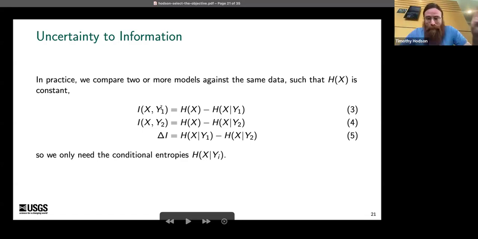Now, what we're interested in is actually the relative information between these models. We just want to know, is model 1 better than model 2? And so we can look at the differences. Do that, the H of X term cancels, so that we don't actually need to know, in many instances, the information in the data. We just need this conditional entropy.